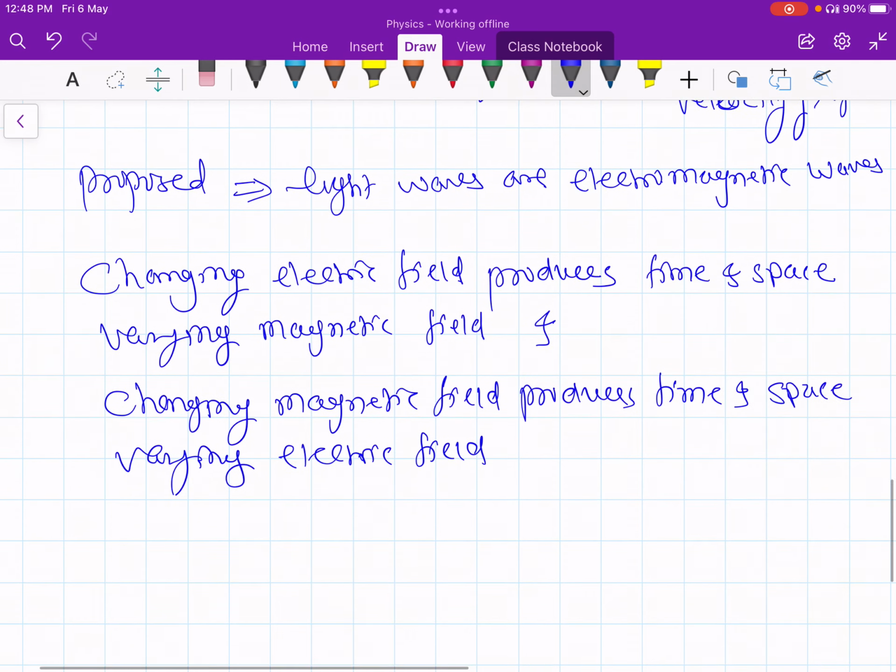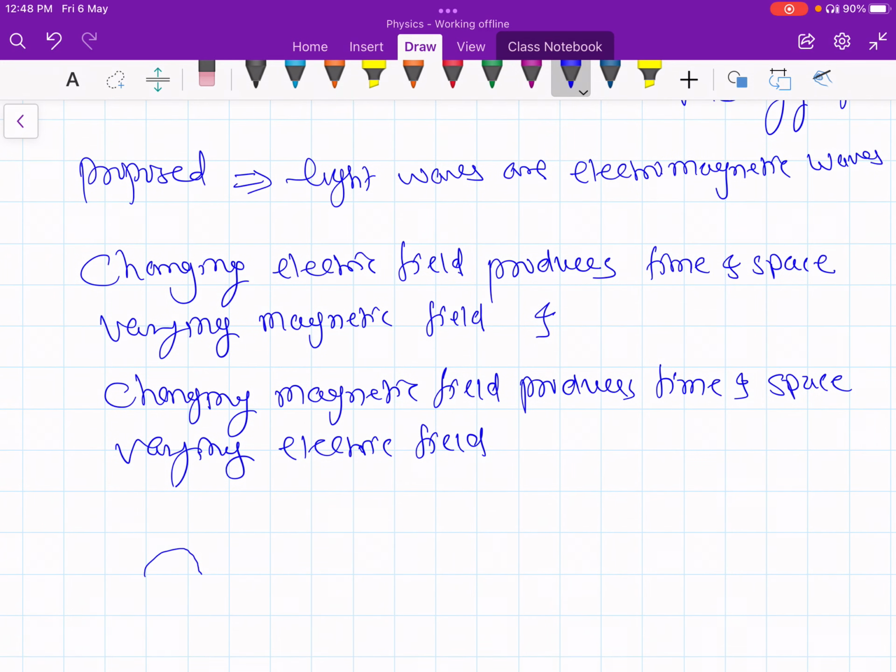What happens is, if there is a change in the electric field in a perpendicular direction, we get a varying magnetic field. Now this varying magnetic field produces a changing electric field. And this way, by changing the electric field and magnetic field, it results in propagation of electromagnetic waves. So, according to Maxwell, light waves are electromagnetic waves.